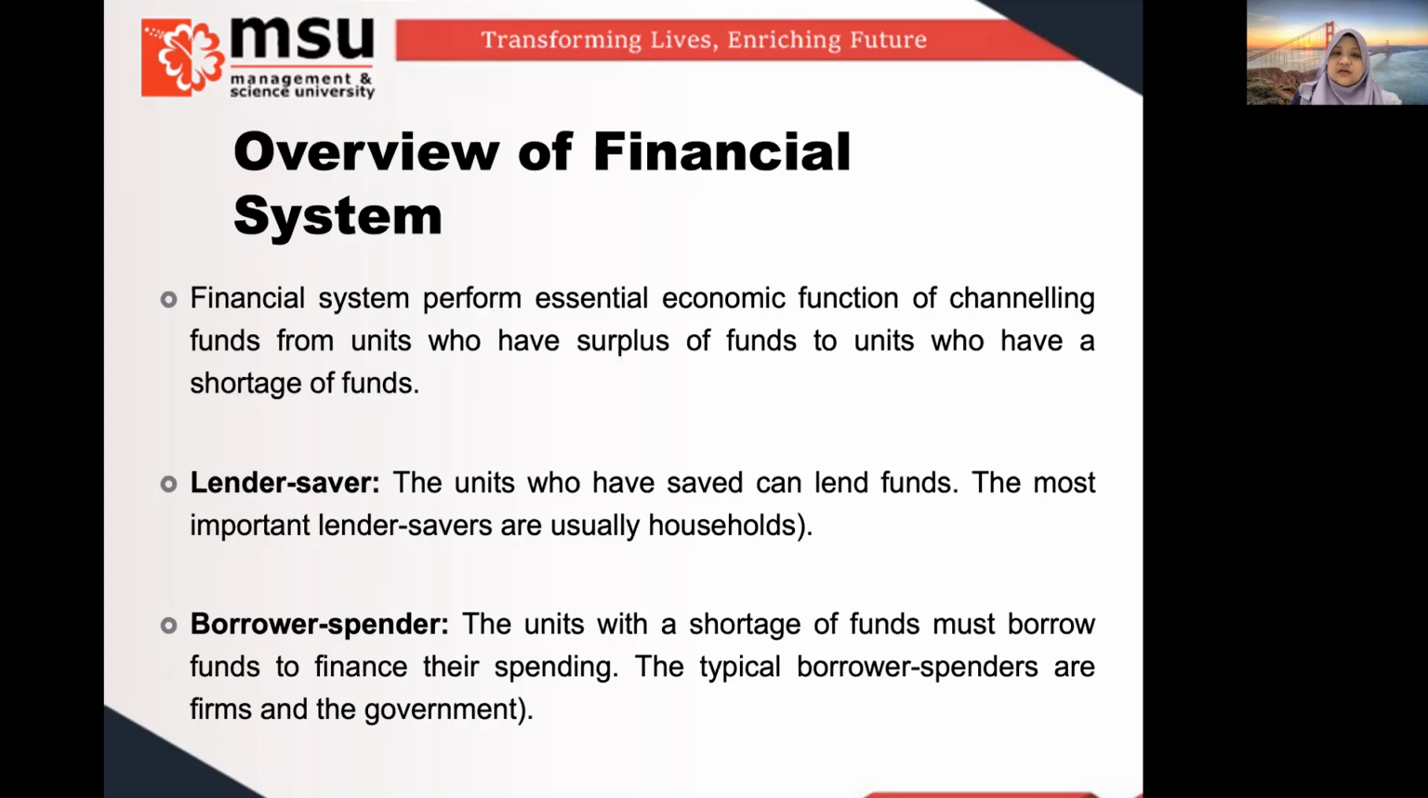All right. So for you to have a clear idea, what is financial system? Financial system performs the essential economic function to channel fund from the units of surplus fund to units who have shortage in fund. Okay, so the person who has shortage in fund, we call them borrower, while the person who has surplus in fund, we call them lender. So who is the lender? It is the saver, and the borrowers are the persons who spend the money.